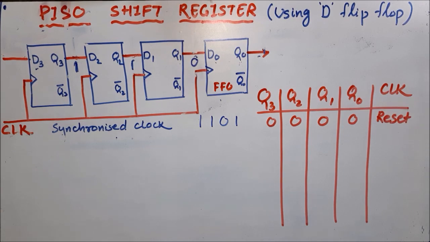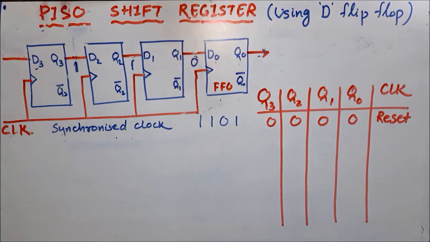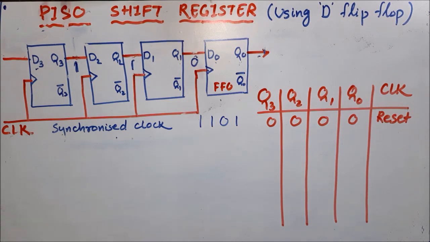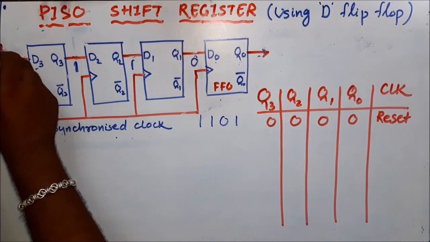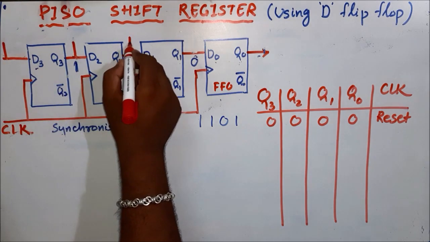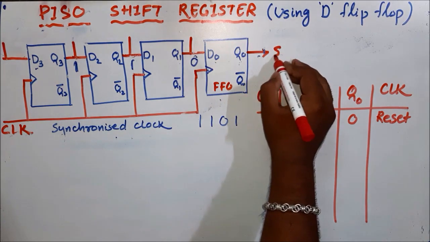Let us study the parallel input, serial output register, which is also made up of D flip-flops. Here I am taking 4 D flip-flops and each flip-flop gets a synchronized pulse. This circuit diagram will also look like the previous two shift registers, the little change being that as we are giving parallel input, the input lines should be here. So here I am giving input, here input, here input, and here I am getting serial output.